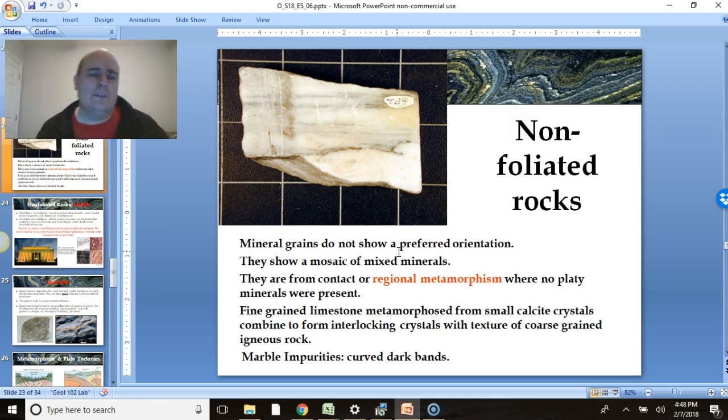However, be careful with some of these sometimes. For example, this one is a marble, and these are the old impurities that were inside the limestone, some dark impurities and some lighter impurities. Because of that, you can kind of see what some people think are foliations, but they're not. They're basically remnants of old bedding. So you've got to be careful with that. Okay, but marble is a great example.